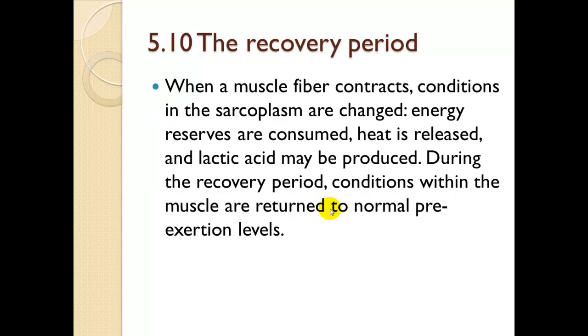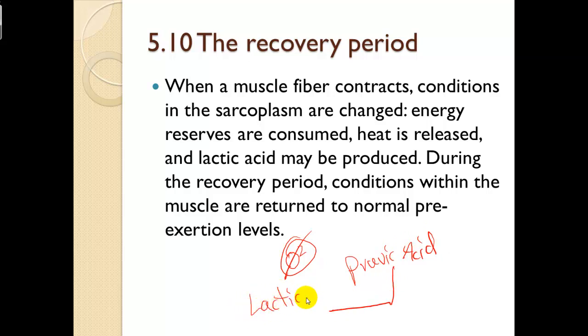The recovery period, 5.10. When a muscle fiber contracts, conditions in the sarcoplasm are changed. Energy reserves are consumed, heat is released, and lactic acid may be produced. During the recovery period, conditions within the muscle are returned to normal pre-exertion levels. Now, what this does in this recovery period is put things back to where they were before. So if you were in an anaerobic environment, no oxygen in the muscle cell, and you've created a bunch of pyruvic acid from the glycolysis, or the breakdown of glycogen and glucose into energy, which made pyruvic acid, this is going to spit out a byproduct known as lactic acid. And this is all from an anaerobic environment without oxygen.